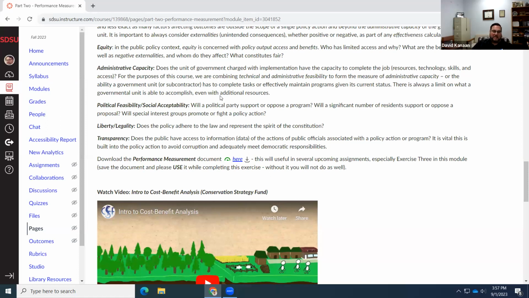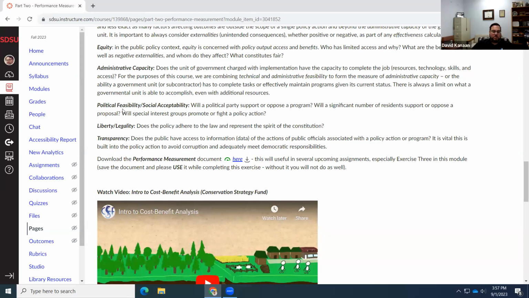So administrative capacity: think, does the unit of government charged with implementation have the capacity to complete the job? This could be resources, technology, access, etc. Oftentimes, local government, be it county or municipal, sometimes do not have the capacity. First of all, there's great variance in capacity based on size generally, but also socioeconomic factors between municipalities and counties. But oftentimes they may not have the capacity to address problems effectively. And that's an ongoing thing in government across the world.